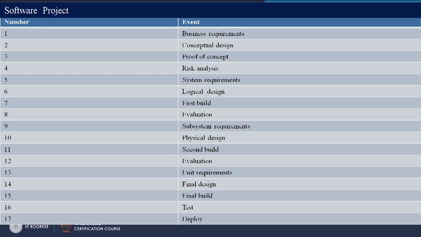So, let us take an example of a software project, and we will try to draw a network.